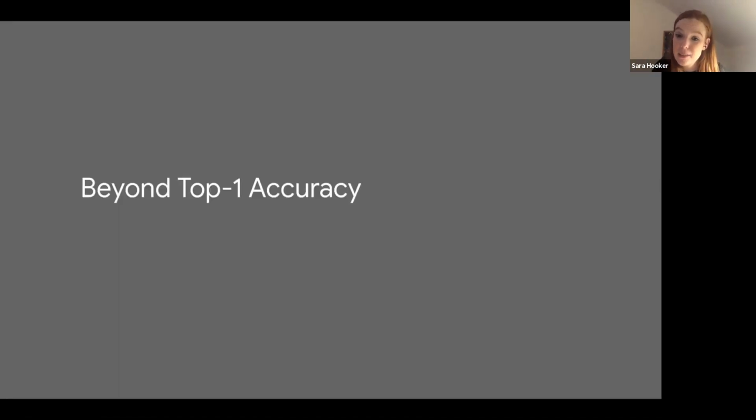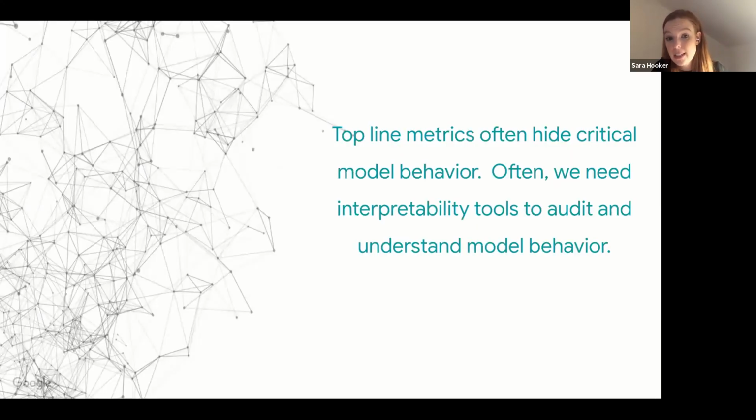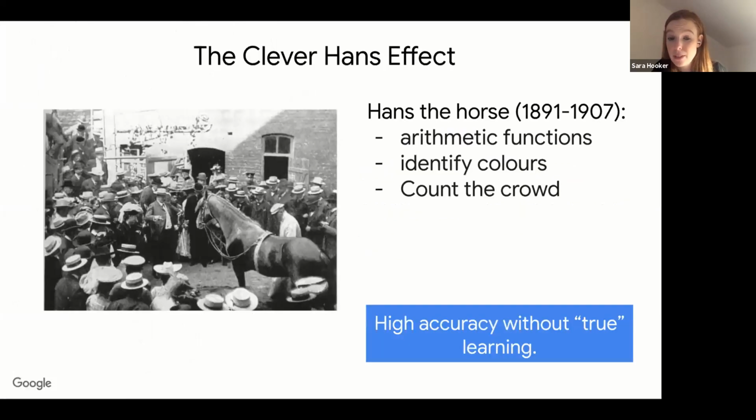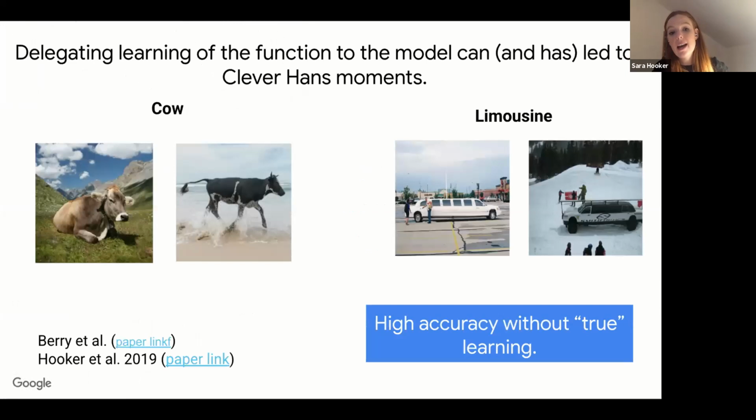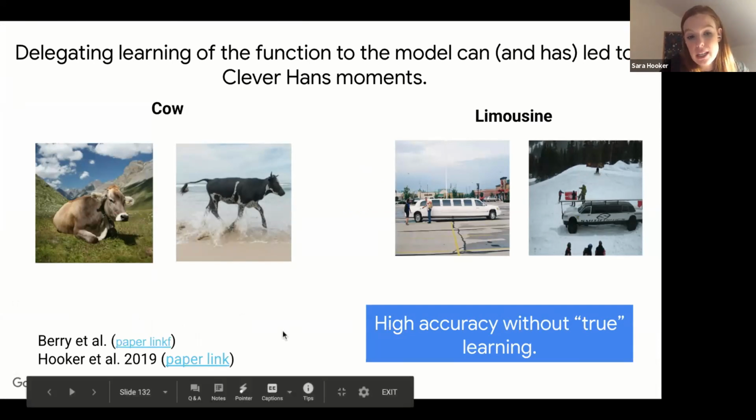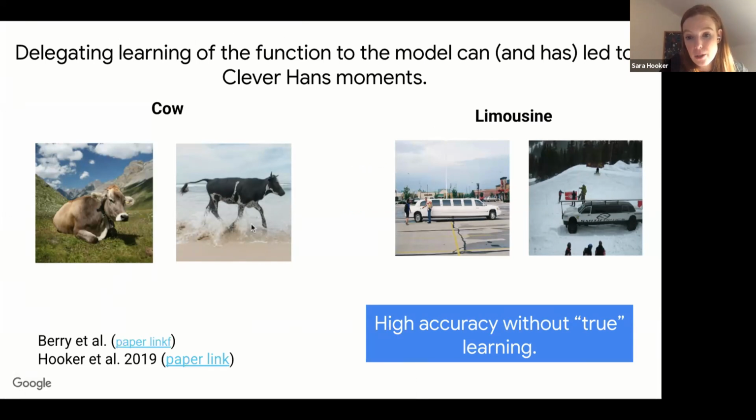And then the other thing I want to briefly talk about is going beyond top-one accuracy. Often we need interpretability tools to audit and understand model behavior, and there are very interesting reasons for this. For example, here we have an image of a cow and then 2 images of a limousine. Which image of the cow do you think the model gets incorrect? 1 or 2?